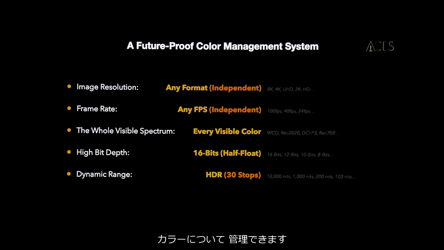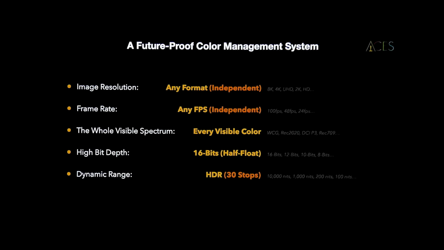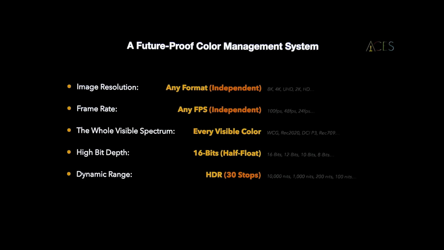The color that you can manage in there. Well, if you can see it, ACES can manage it. And that is very important. So you have the whole visible spectrum in the ACES workflow. So that's why it's future-proof, because I guess we are not going to see more colors next year. I mean, even if technology is getting better, our eyes are hopefully going to be the same. For the high bit depth, we are going to use 16-bit half float, which is pretty good, the standard for handling linear files.